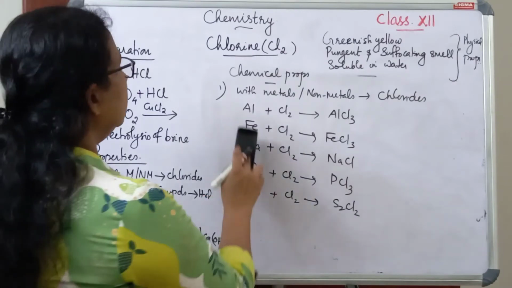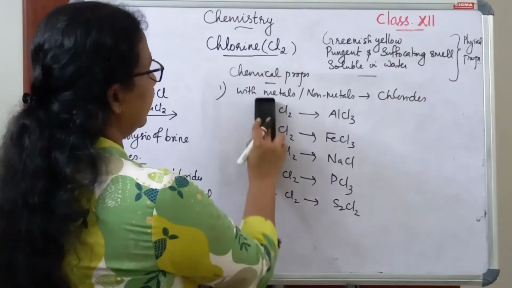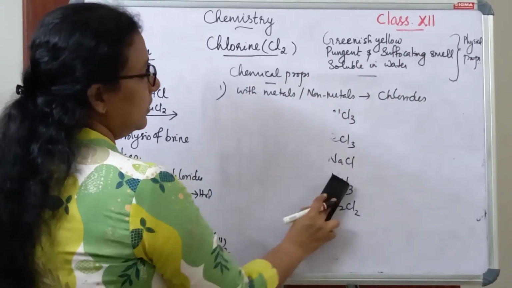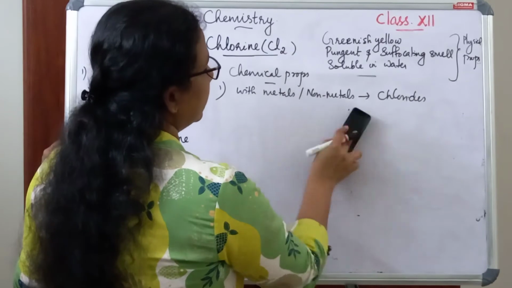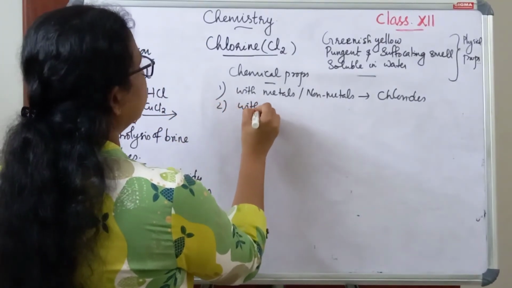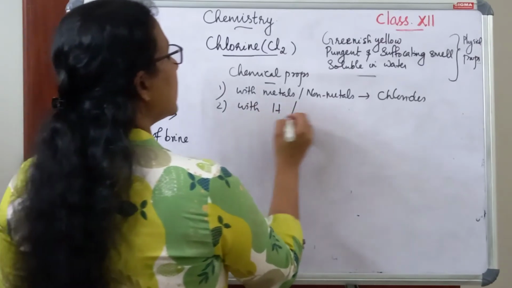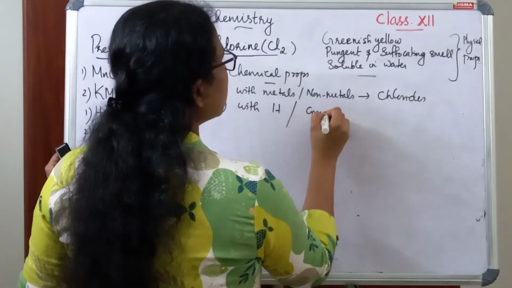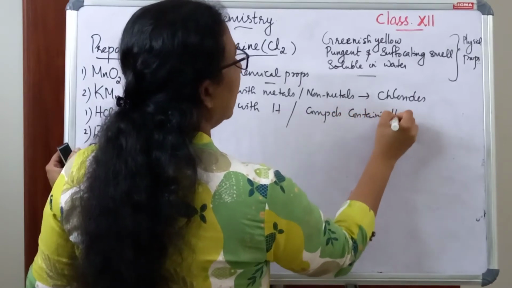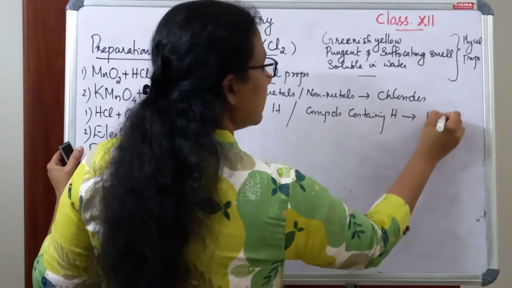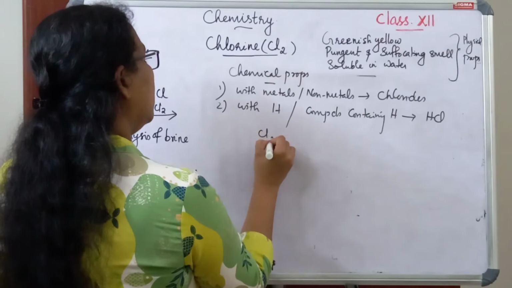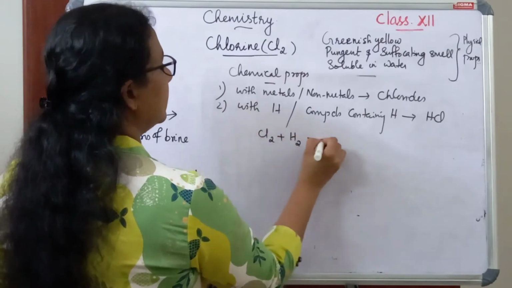Now let's see another reaction, that is with hydrogen. Actually, chlorine has greater affinity towards hydrogen. So it reacts with hydrogen, and also it reacts with compounds containing hydrogen. Compounds containing hydrogen produce HCl. HCl is the main product in this case. So first of all, chlorine reacts with hydrogen to produce HCl.